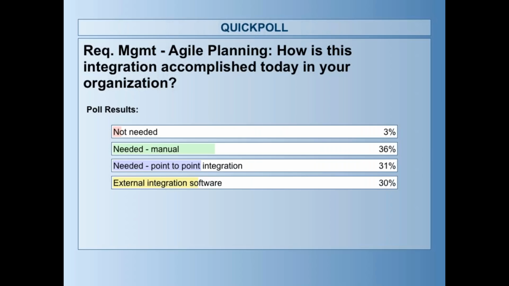Wow. This one is surprising to me. I thought there would be more of the not needed because there's certainly this perception that requirements management is less of a thing and less needed now with Agile and DevOps. So the rest of it doesn't surprise me. Again, it looks like a good chunk of people have some solution, at least point to point. But God help the people that are doing this manually, because that's unbelievably challenging.